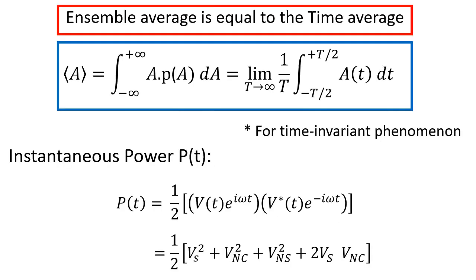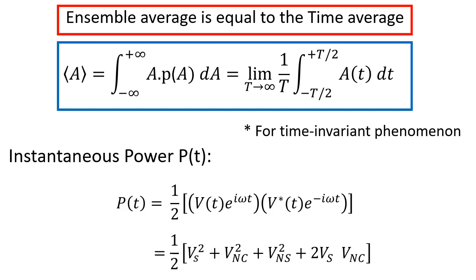So now we are going to deal with a very important idea, that of ergodicity and time invariant phenomena. These ideas come from statistical physics. So the whole point is that I have got a random variable A. I want to look at its average, and I have got a probability distribution function that governs the occurrence of A, that is P of A dA. So there are two ways of doing the average.